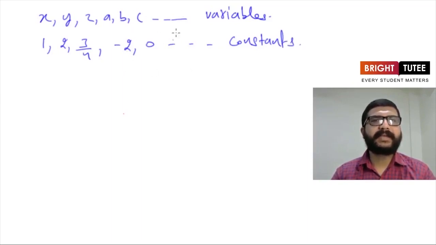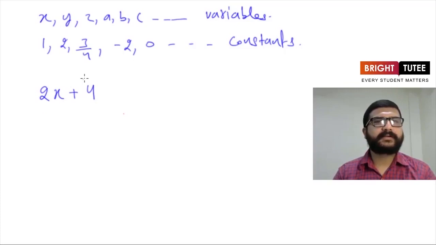Now when we combine variables and constants, an algebraic expression is formed. For example, we can multiply a variable x with 2. So this will give us 2x. Now we can add 4 to this product. Now this is an algebraic expression.